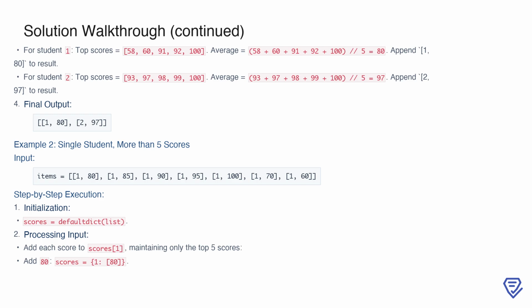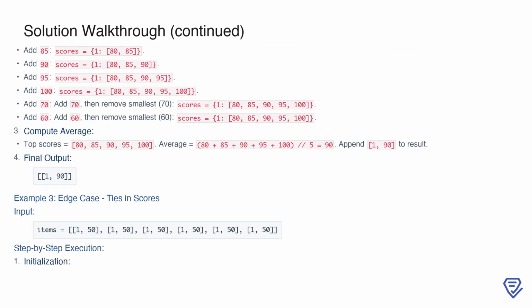Now, let's look at another example where a single student has more than 5 scores. Here, the input consists of scores for student 1 only. As before, we initialize a defaultdict to store the scores. For this input, we process each score while ensuring we maintain only the top 5 scores for student 1. Adding 80, 85, 90, 95, and 100 builds the list incrementally until it becomes 80, 85, 90, 95, 100.